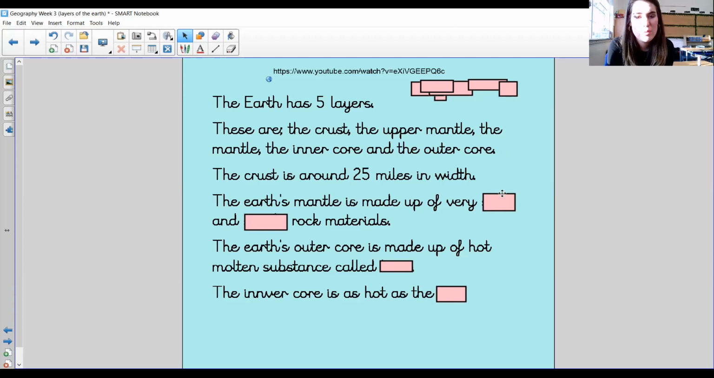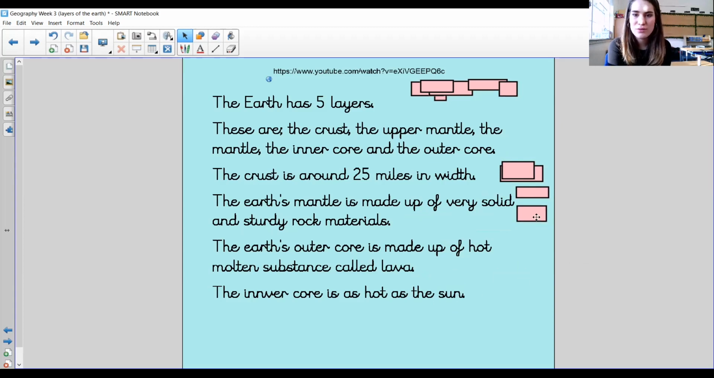The Earth's mantle is made up of very solid and sturdy rock materials, which means it doesn't really move that much. The Earth's outer core is made up of a hot molten substance called lava. The inner core is as hot as the sun. So very, very hot indeed. Well done. If you collected that information, you could fill in all of those sentences.